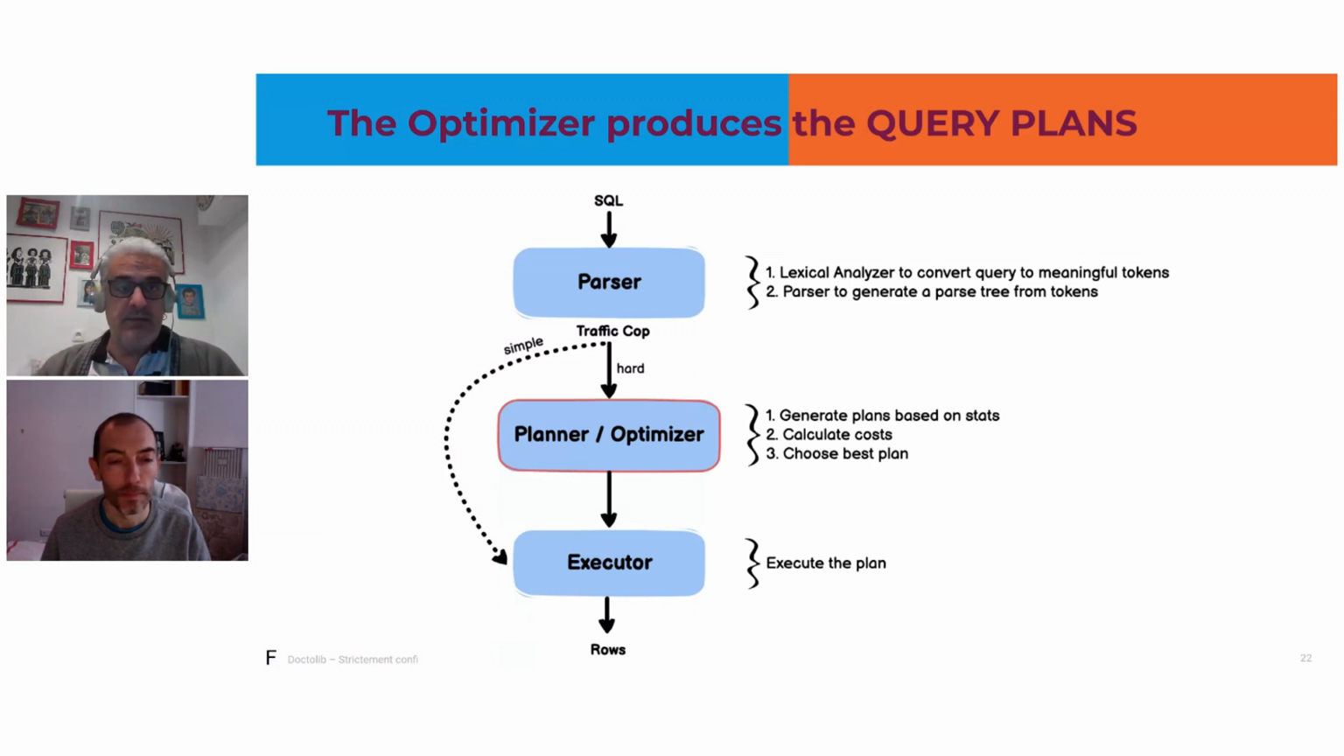Some queries don't have a plan. For example, if you create a new table, modify a table with alter table, or create indexes, those queries have no plan, so we just go from the parser to the executor. But all the select, insert, delete, and update queries need a plan. That's why we have the three steps for all those queries.